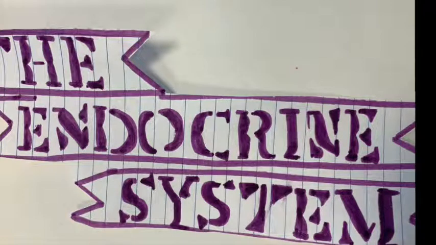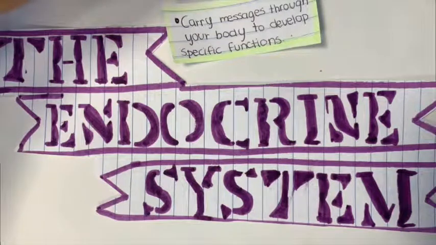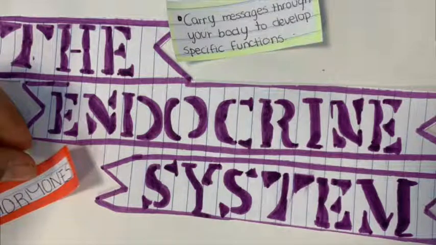But what is the endocrine system? Well, the endocrine system is the one that helps you carry messages all around your body to develop a specific function that you need. But how does it do that? Well, it has three major helpers that basically make up the endocrine system, which are the hormones, the glands, and the prostaglandins. I'm going to explain each organ that produces and secretes hormones.